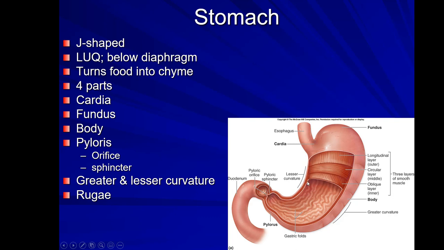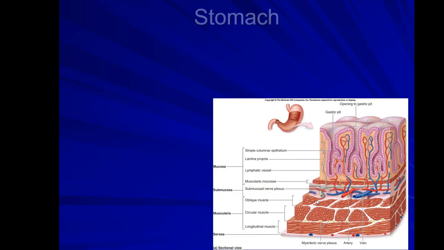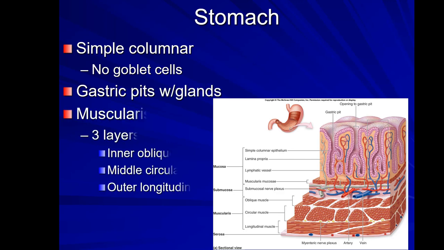Other anatomical features of the stomach, the two curves you get here, this is the lesser curvature, this is the greater curvature. And all of these little squiggly things, like wavy little structures inside the stomach, are called rugae. So rugae inside the stomach. Looking at the histology of the stomach, it's simple columnar epithelium. There's these little pits called gastric pits. They have glands in there that secrete stuff, which we'll get to next.